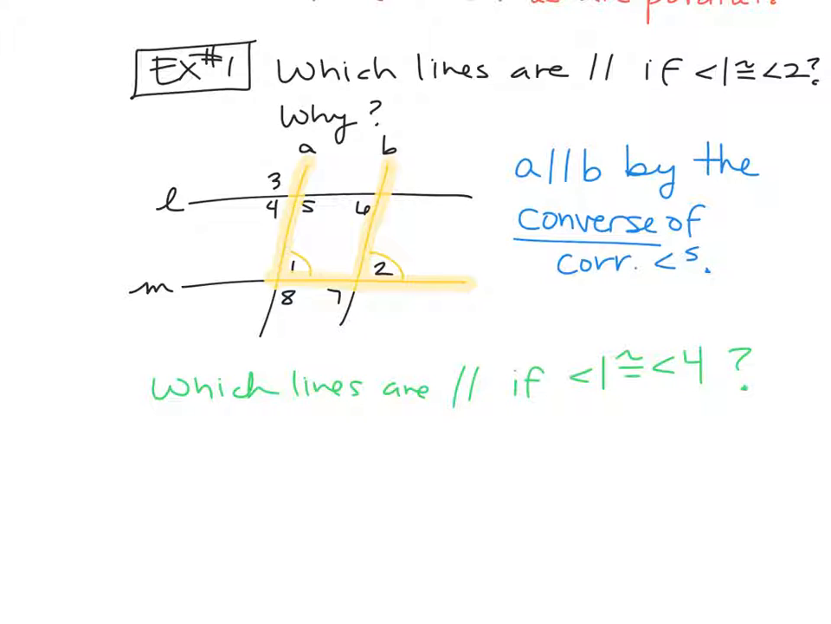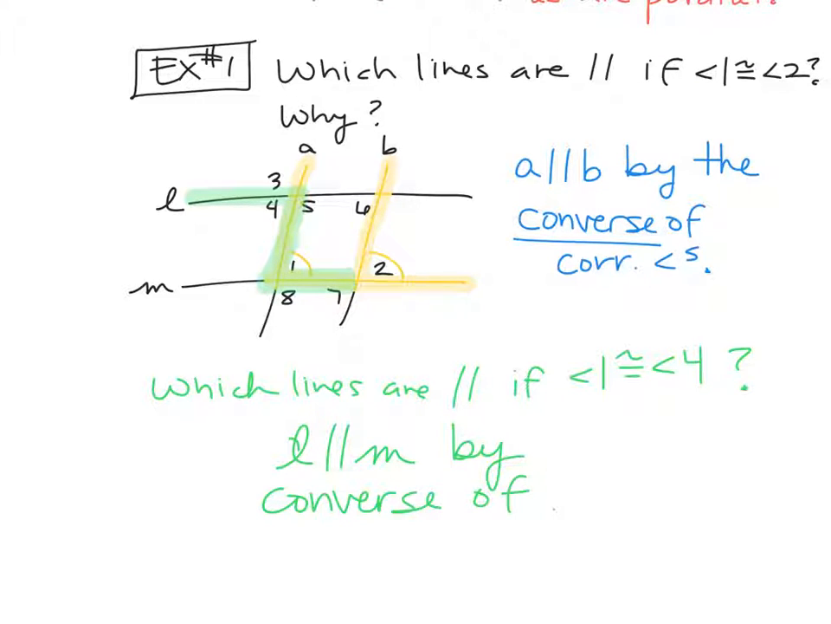L and M, right? So if you look at this setup, angle 4 is here, angle 1 is here. Looking at my green, A is my transversal, L and M are the two lines that are parallel. So we would say L is parallel to M by the converse, because we're proving lines parallel, of alternate interior angles. Okay? Does that make sense? Yes? Any questions on that?